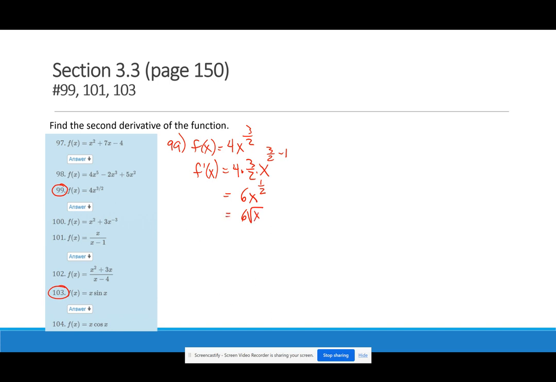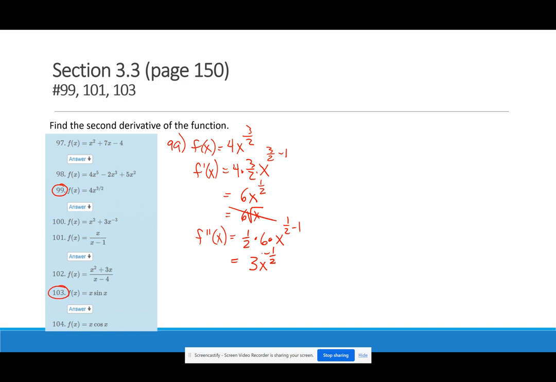Okay. So again, on a multiple choice test, you'd have to know which one's which. Oh, we're not done though. We got to do the second derivative. So I probably would not have changed it to a radical there and just do the second derivative. So that would be 1 half times 6 times x to the 1 half minus 1, which would give me a 3x to the negative 1 half.